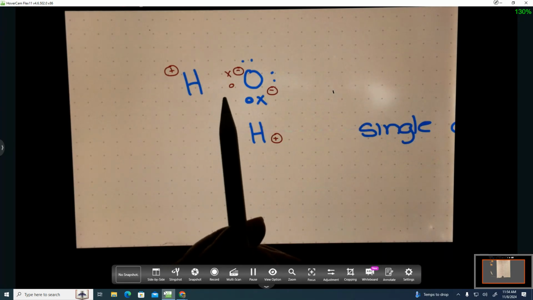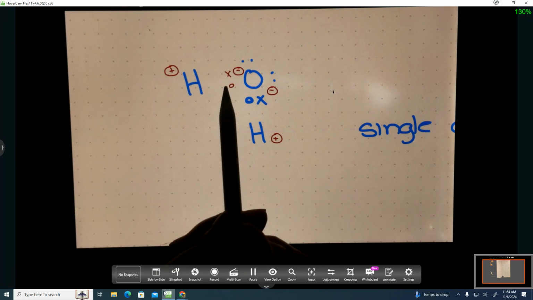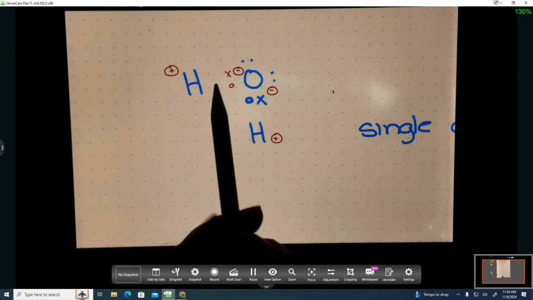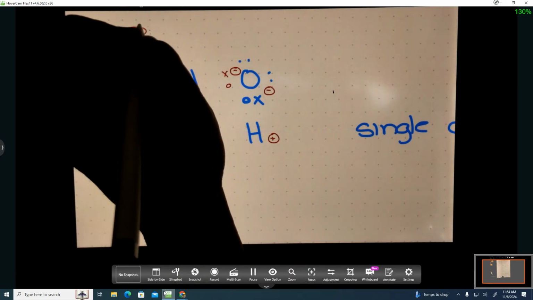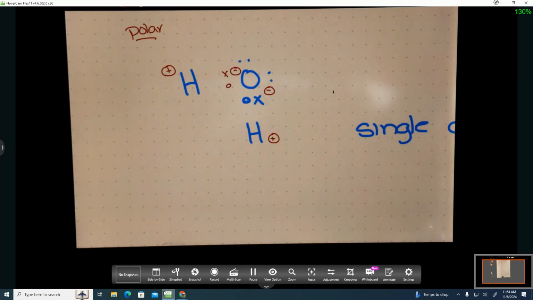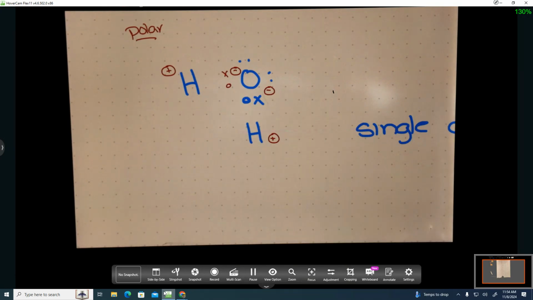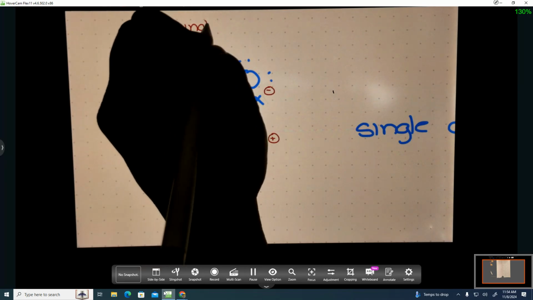Do you know what symmetry is? Yeah. Okay? If it was symmetric, then it would be exactly in the middle. But because the electron is just a little bit closer to the O, it's not symmetric anymore. It's asymmetric. And because it is asymmetric, that single covalent bond right there is what we call polar. It's polar because it has one side that is slightly negative and one side that is slightly positive. That is called a polar single covalent bond.